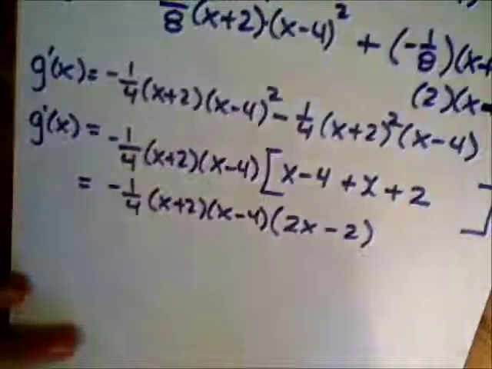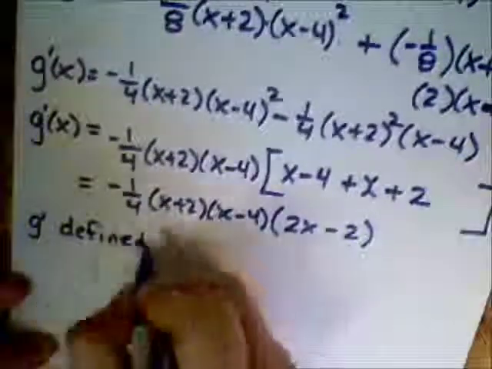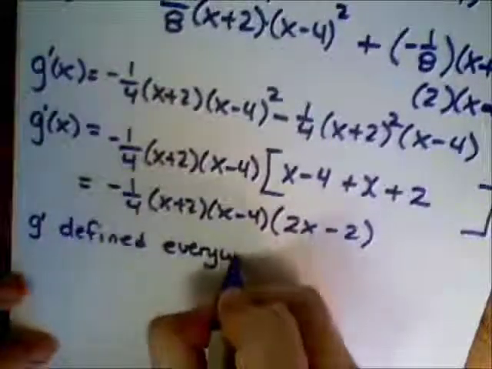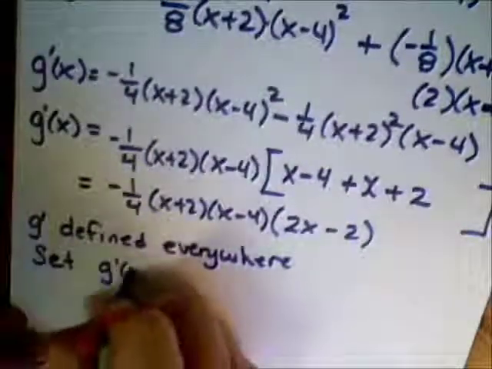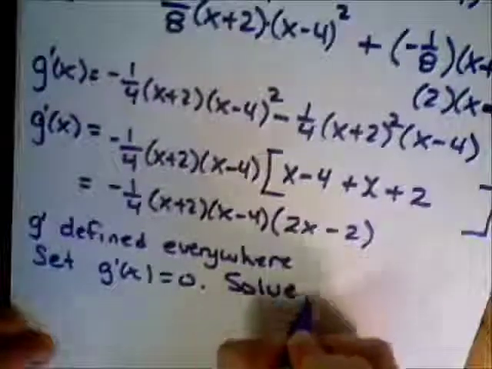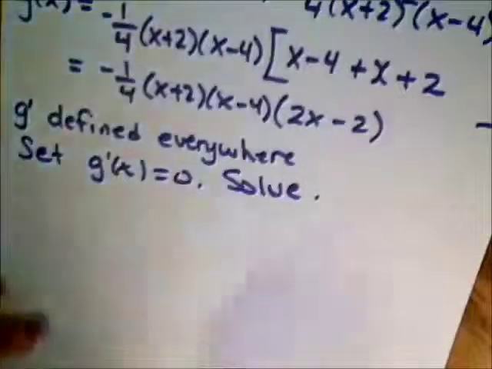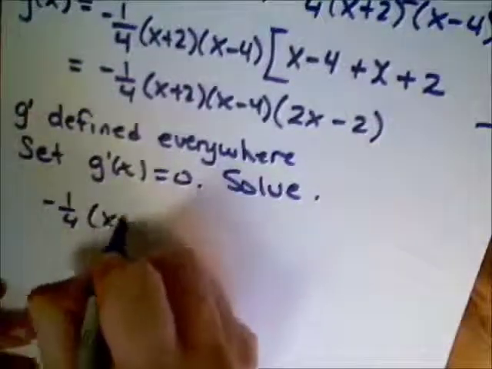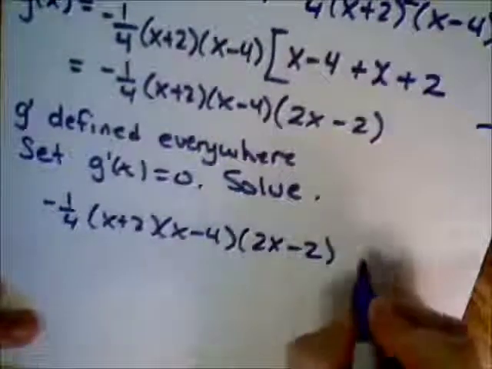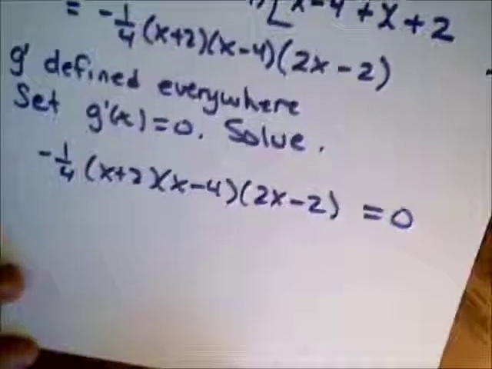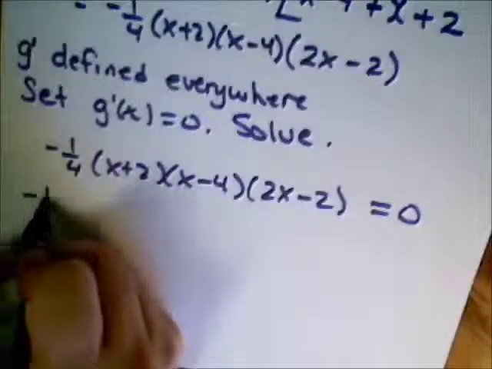Now g prime is also a polynomial, so g prime is defined everywhere on the entire domain of g. And now I set g prime of x equal to 0 and solve to find any critical points. Well, that's going to be straightforward now that I have the factored form. So I set that factored form of g prime equal to 0. And using the zero product property, if this product is 0, then one of those 4 factors is 0.